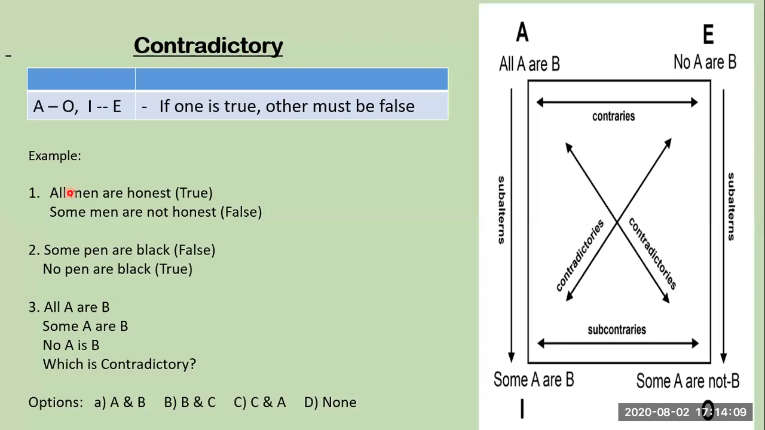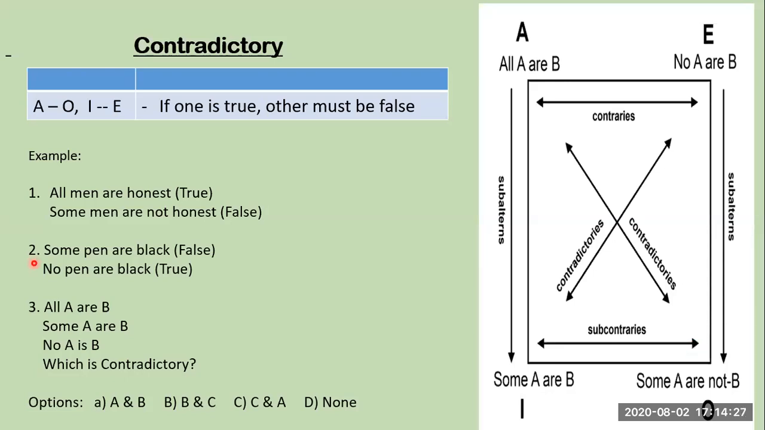Yes, all men are honest. So all means they're talking about A, and the opposite is O. So your answer should be some men are not honest. If you're taking A, the opposite should be O. And if you're taking E as a question, your answer should be I.